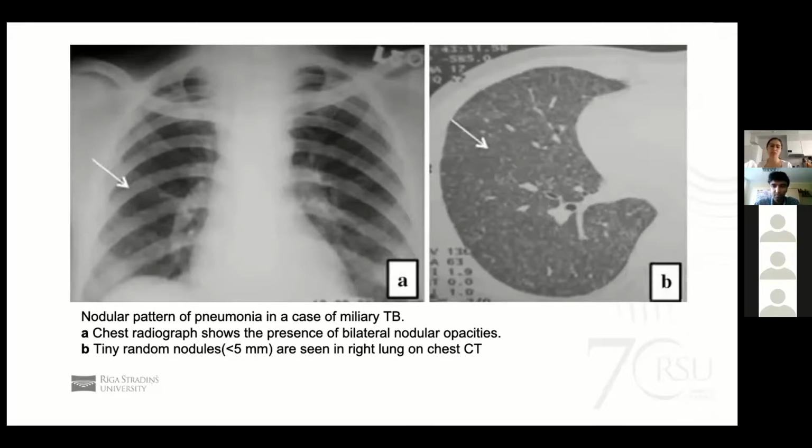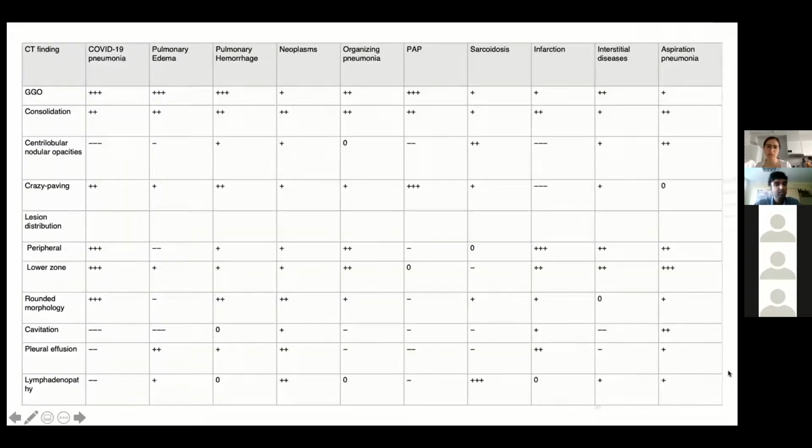Yes, and it's shown in the right lung on the chest X-ray. You can see the right lung. And here we have different types of pneumonia with different causes. In the CT findings, you can see which correspond to which type of feature. For example, COVID-19 pneumonia, we have ground glass opacity. You see the first one, GGO, ground glass opacity, is very common to find.